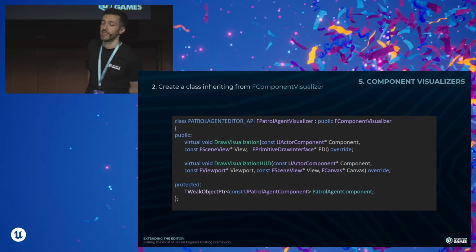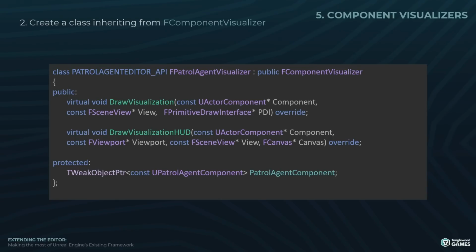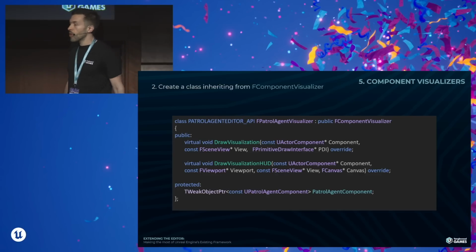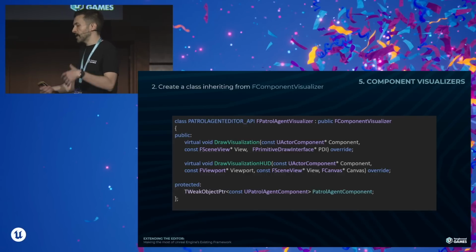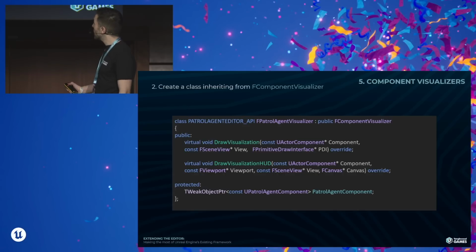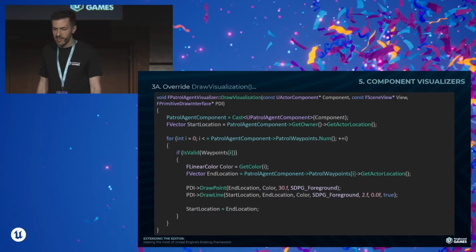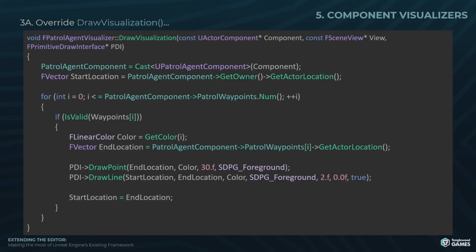So in this case, we are extending from component visualizer, and we have two main options for drawing any info. The first one is going to be based on the 3D space, on the world, and we use this PDI as a helper to draw things there. And if we want to do things in 2D, like drawing text, we have to use the one where we reference the HUD. So it's all screen space, and we use a canvas instead. So let's see an example of both.